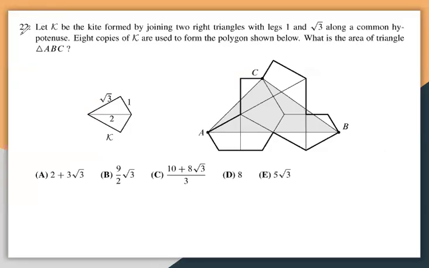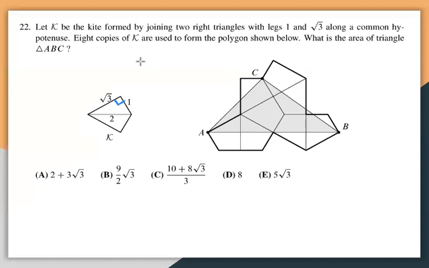Okay, so number 22 for 2024 AMC 10A. K is the kite we are given, formed by using two right triangles with legs 1 and √3. Since we are told this is a right triangle, this is immediately 90 degrees, and you can show that by Pythagorean. But also, 1, √3, and 2 is our special right triangle, 30-60-90 as well. So that should be useful.